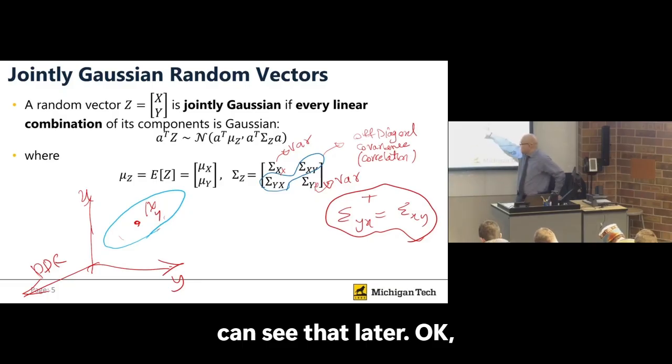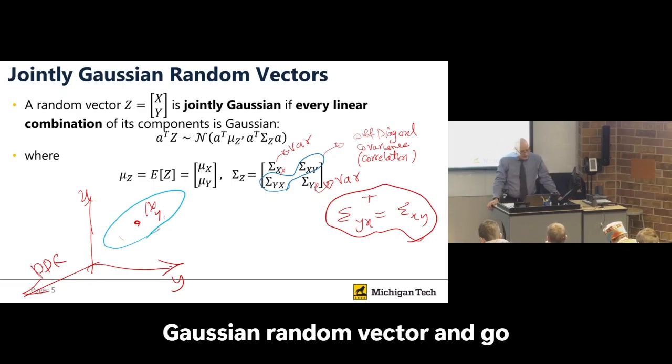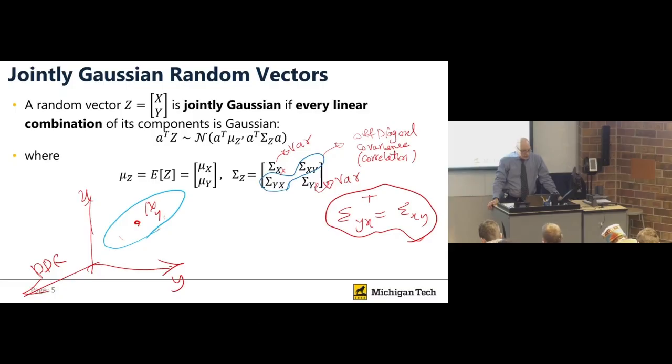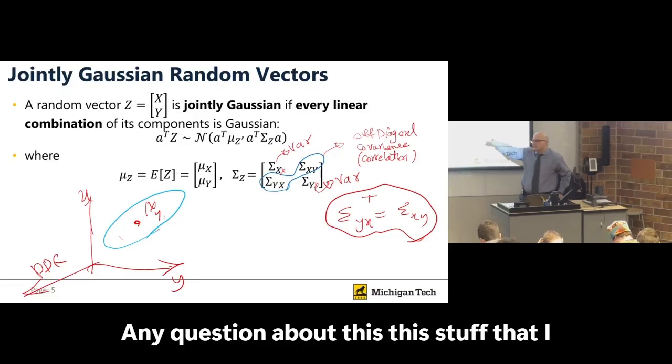Okay, so I'm just going to make you ready for this joint Gaussian random vector and go to conditional random variables. Okay, let me clean this up. Any question about this stuff that I mentioned?